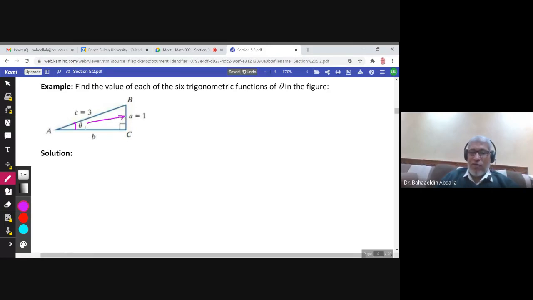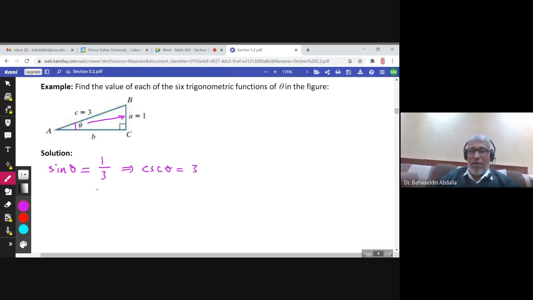Which function can I find? What is the function that is opposite over hypotenuse? Yes, correct. It is sine theta. So sine theta is 1 over 3. What is the reciprocal of sine theta? Yes, it is cosecant theta, which is 3 over 1.